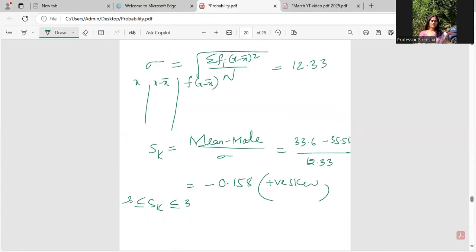If you are asked to find its skewness, if you are asked to write its characteristics like this, you will write. Okay. This is how you will calculate. I'll just end this video.